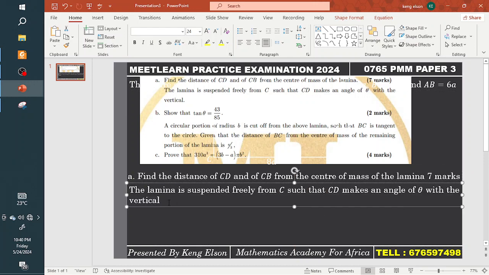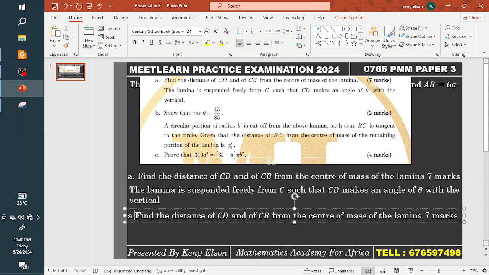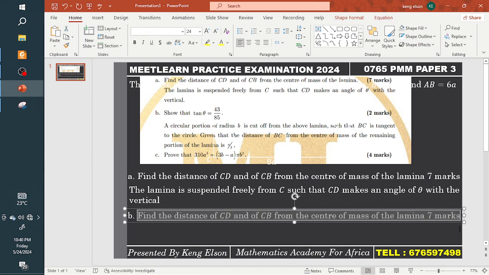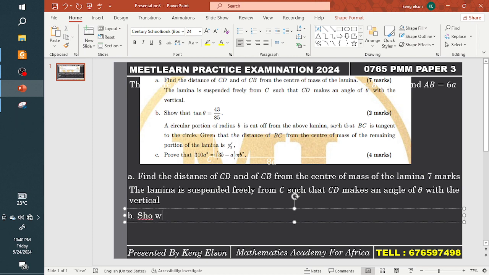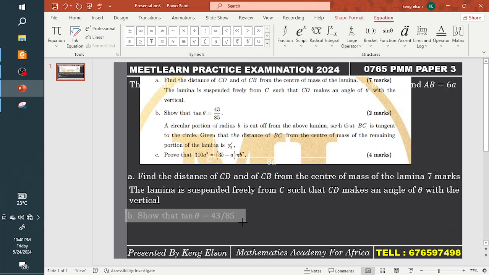Now what's the question saying? The question is saying that this is B, and we should show that tan theta is equal to 43 divided by 85. So for me to economize, I'll just allow this space there. Show that tan theta is that.